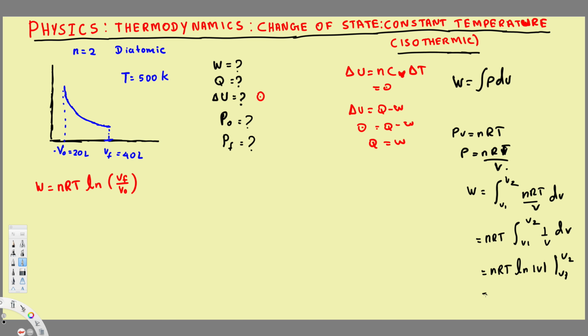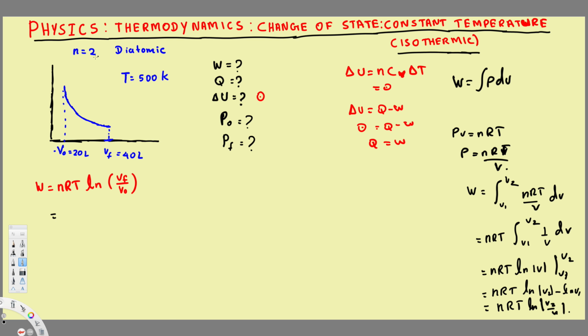Then if you do the substitution, it's going to be nRT times ln V2 minus ln V1. If you subtract logarithms, it's the same as dividing, right? So nRT ln V2 over V1. So that's how we derive this equation. Let's go ahead and plug in the values to calculate this answer.